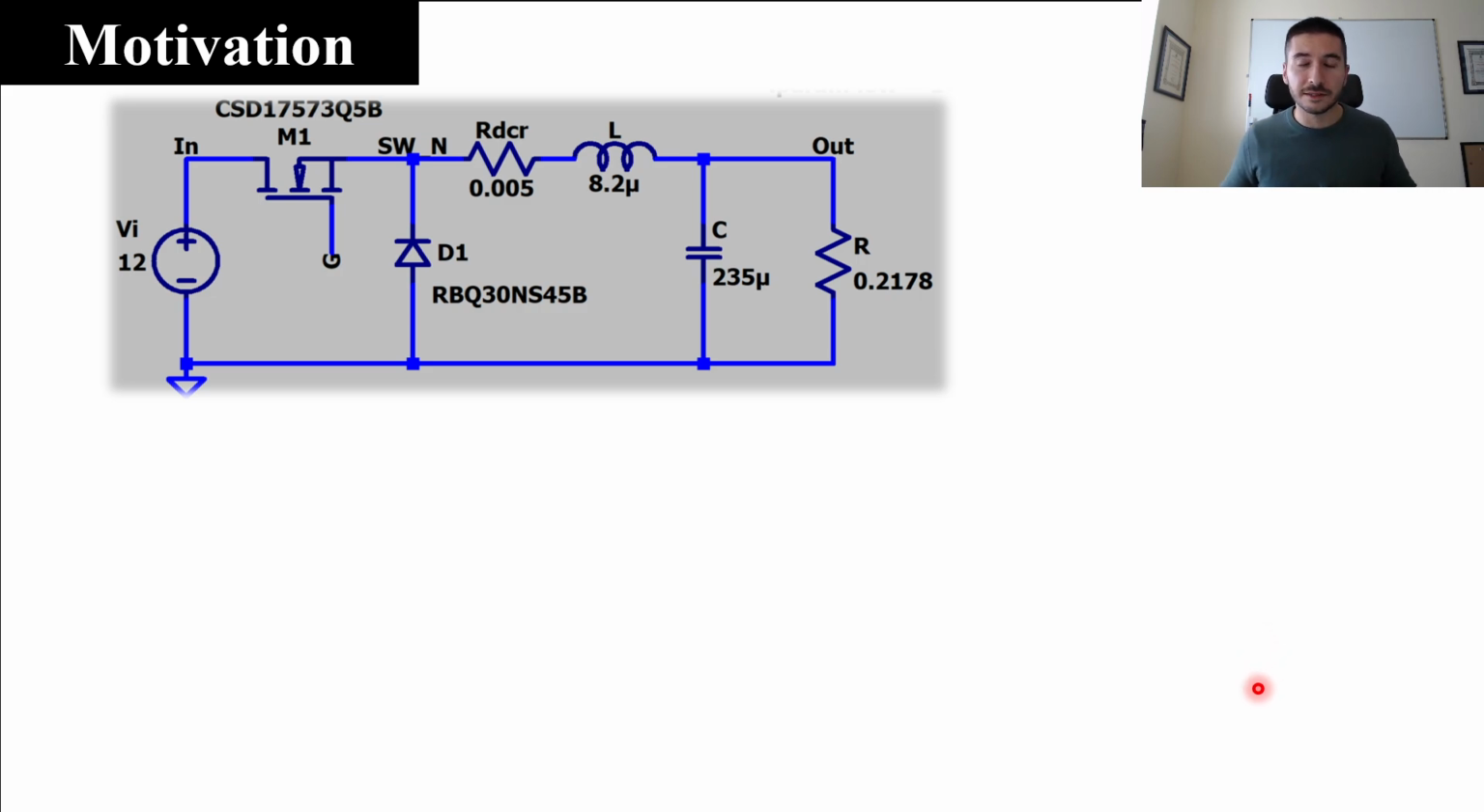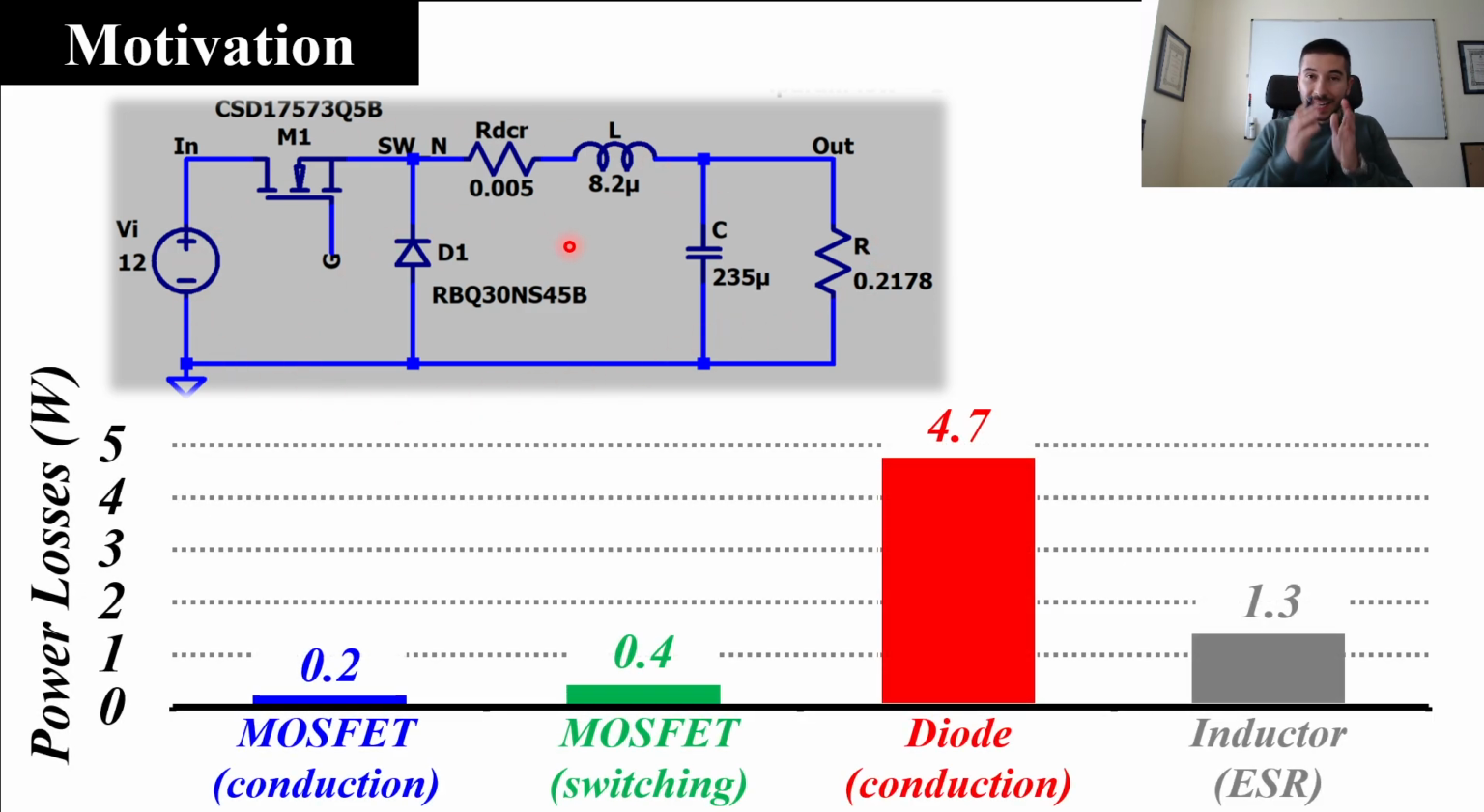Hi, let's talk about synchronous rectification. Why do we talk about this technique? Well, we have been working with this buck converter design, and when we identified the different types of power losses, we realized that the diode conduction was the main contribution to the total power losses. So with this technique, we will be able to reduce this problem.